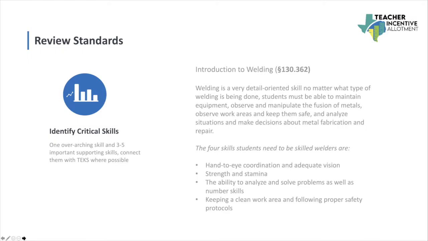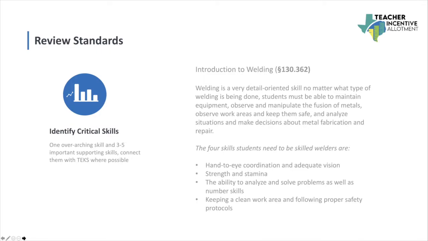This is the starting point of a breakdown on what identifying critical skills might look like for a course such as Introduction to Welding. When we're identifying the critical skills while looking at the standards, we need to identify one overarching skill that can be measured throughout the entire year, not just during one unit or during one 9-week or one 6-week period. This is something that can be looked at, analyzed, and reviewed throughout the entire year. Then we need to identify 3 to 5 follow-up supporting skills that are connected to the actual standards wherever possible. So, as an example, I worked with a welding teacher, and that welding teacher actually wrote the statements on your screen right now. Welding is a very detail-oriented skill, no matter what type of welding is being done.